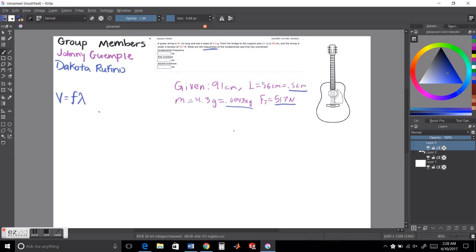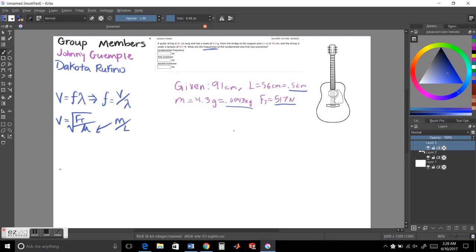is velocity equals frequency times lambda, which is wavelength. When we rearrange this formula, you get frequency equals v over lambda. Now, when you look at this problem, you notice that you don't directly have the speed nor the wavelength. So to find this, we use another equation, which is v equals the square root of the force tension over mu. Now, mu is a term that means the mass over length.